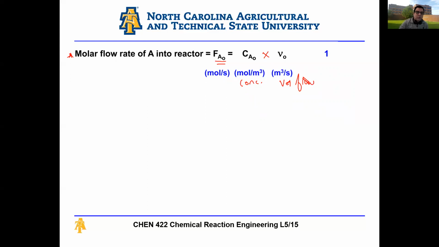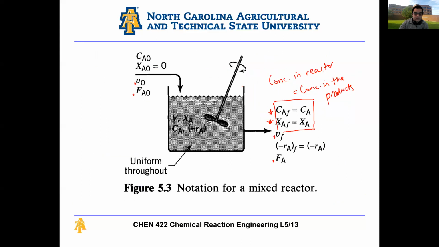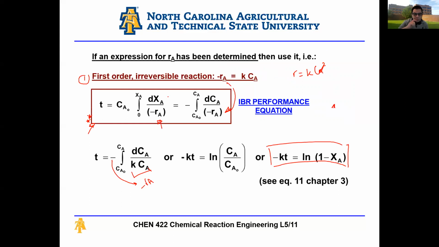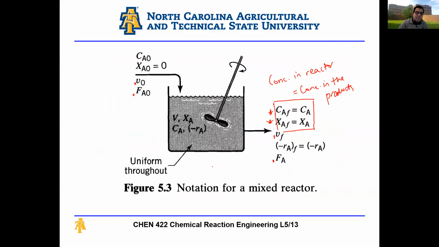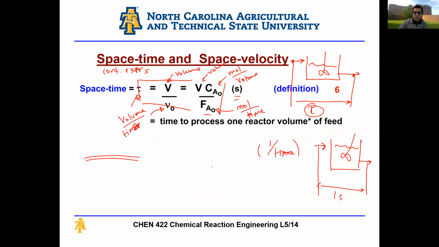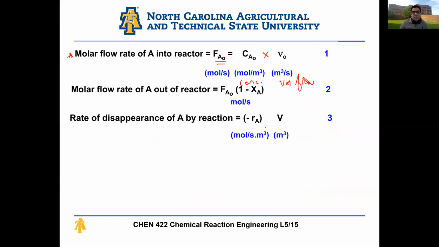So if you recall, what we're trying to do is get the performance equation for a CSTR, and we need 3 things. We need the input, the output, and the disappearance. So this is what we're doing here. This is your input, right? This is your output, mole flow of A leaving the reactor, FA0 times 1 minus XA, right? The rate of disappearance of A by reaction is just minus RA multiplied by V, similar to what we said previously.